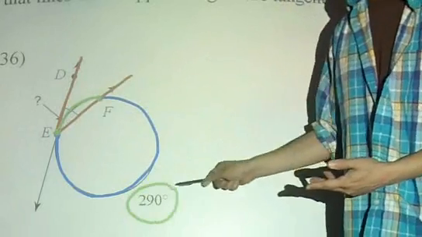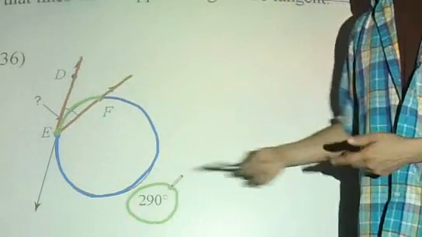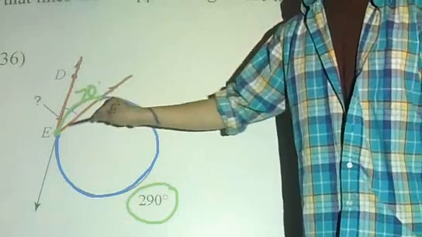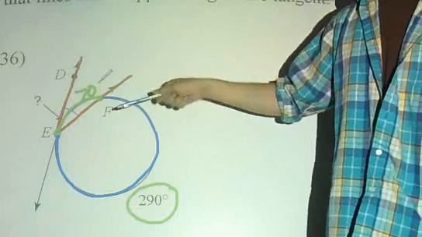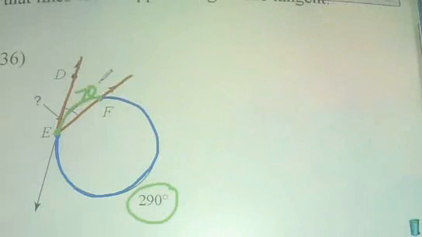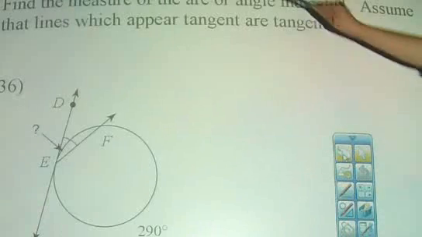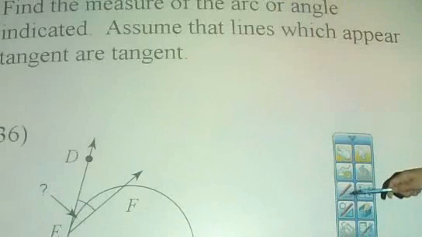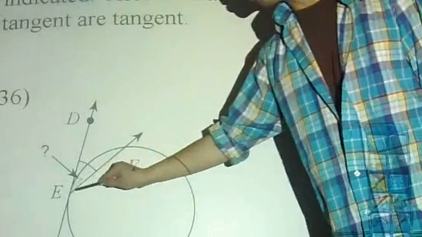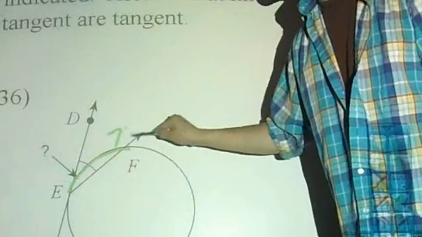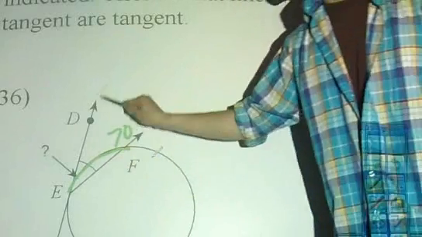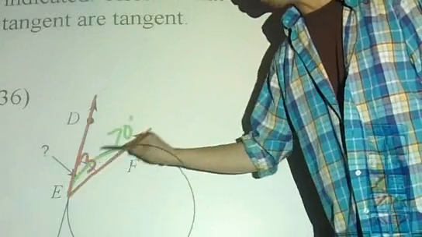So if this is 290, the green must add up with 290 to make 360. The whole circle is 360, right? So that means that this arc, the green part, is 70, right? But that's the outside number. The inside number, this little angle right here, has to be... I'm going to zoom in a little bit so you can see that, all right? Here we go. This angle right here, this arc is 70, right? But this angle is going to be half of 70. This angle right here is 35, all right?